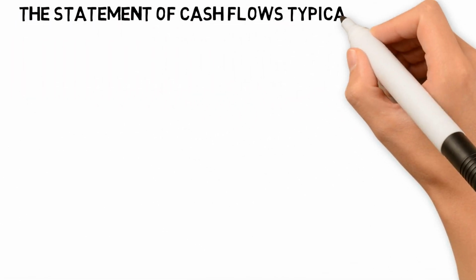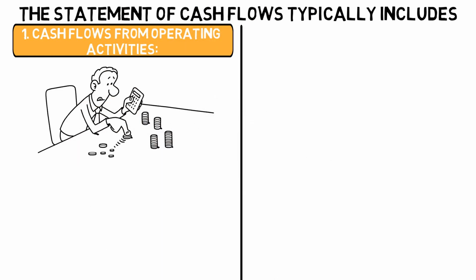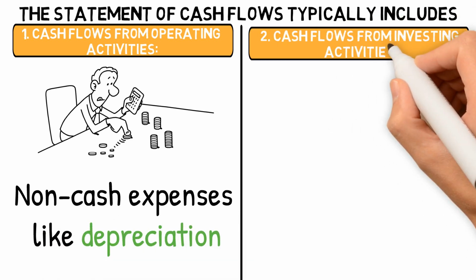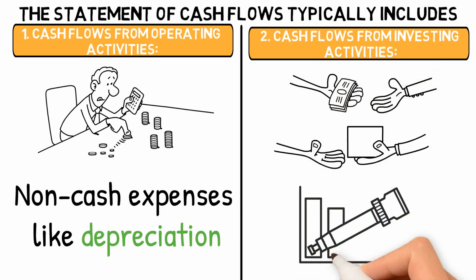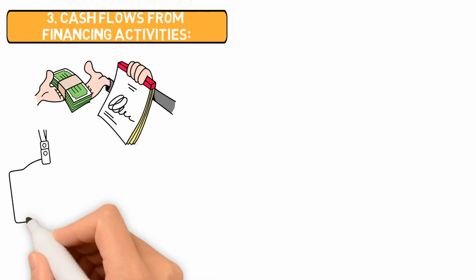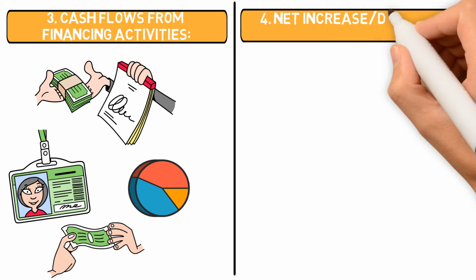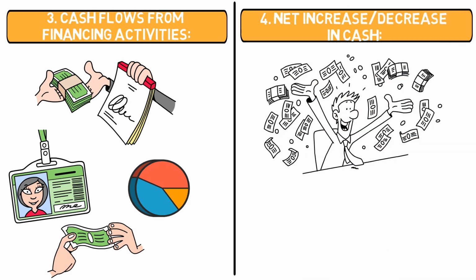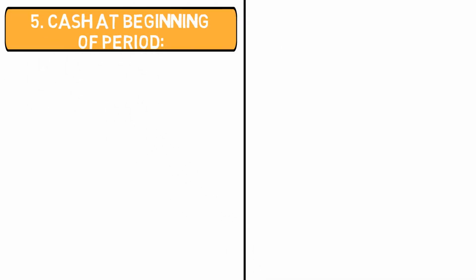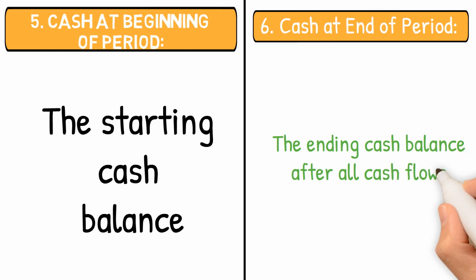The statement of cash flows typically includes: 1. Cash flows from operating activities: adjustments to net income for changes in working capital and non-cash expenses like depreciation. 2. Cash flows from investing activities: purchase and sale of long-term assets and investments. 3. Cash flows from financing activities: issuance and repayment of debt, issuance and repurchase of stock, payment of dividends, etc. 4. Net increase/decrease in cash: summing the cash flows from operating, investing, and financing activities. 5. Cash at beginning of period: the starting cash balance. 6. Cash at end of period: the ending cash balance after all cash flows are accounted for.